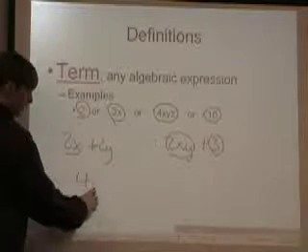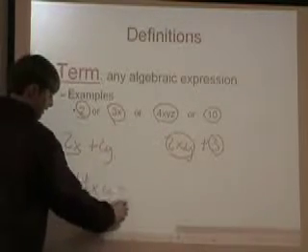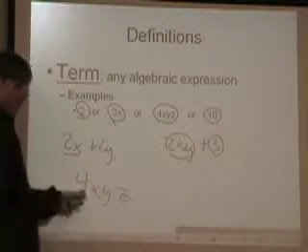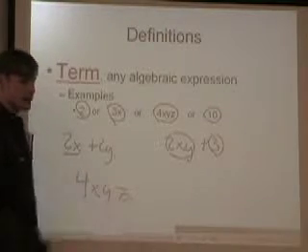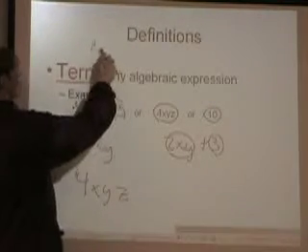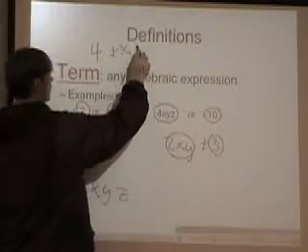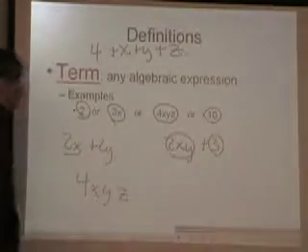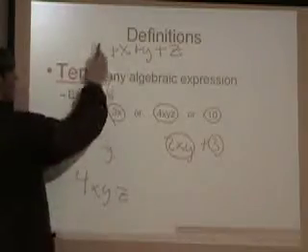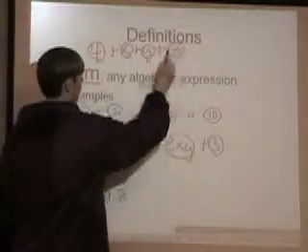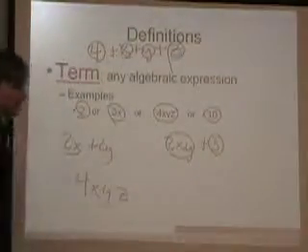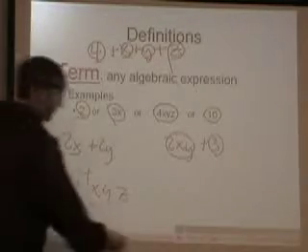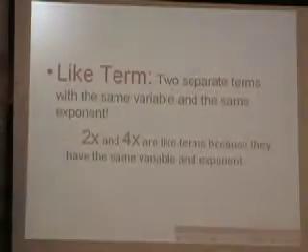Let me ask y'all this. How many terms is 4xyz? 1. Because they're all multiplied together. What about this? 4 plus x plus y plus z. Christina, how many terms is that? 4. Yeah. 1, 2, 3, 4. 4 terms.